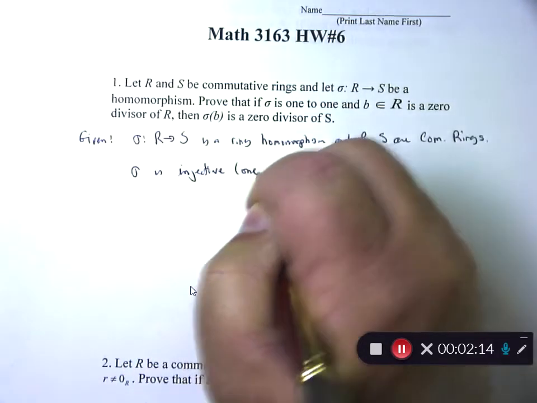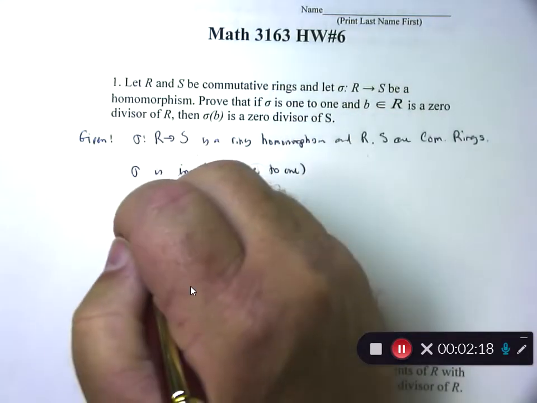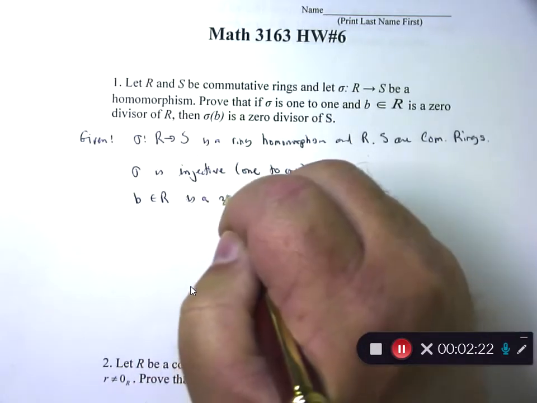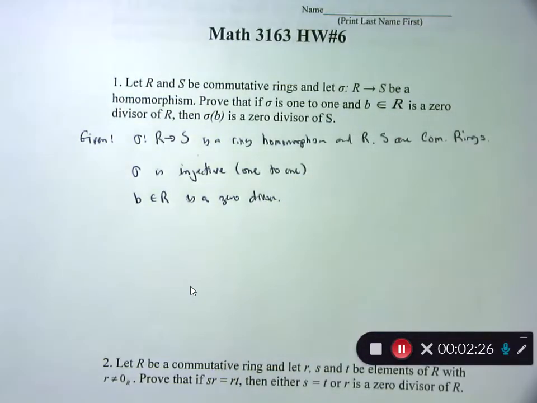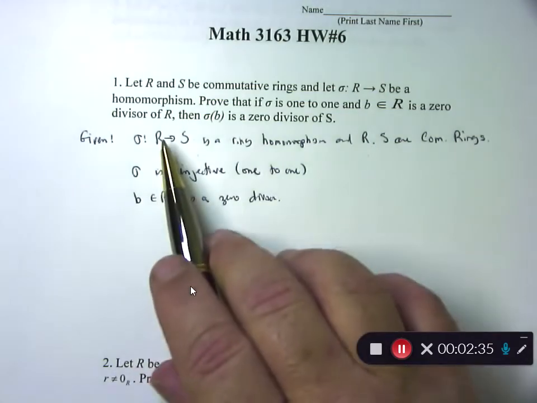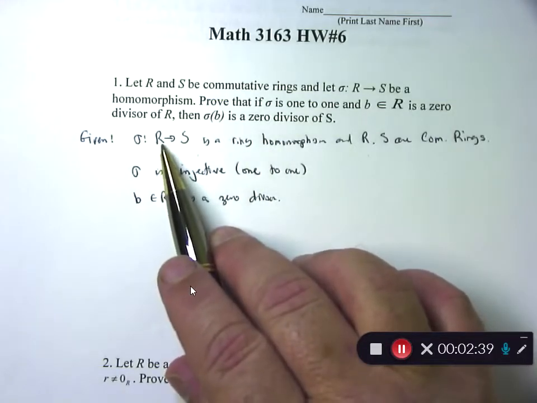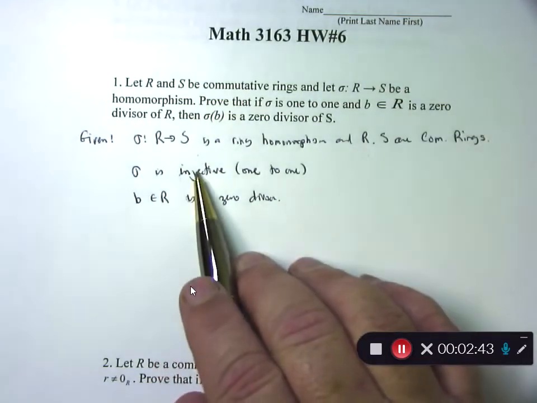Injective is the word you really should use, rather than 1 to 1, just to help you guys out. And I'm also given that B, an element of R, is a zero divisor. So let's talk about each one of these. I've got my classic ring homomorphism, so I have the definition of homomorphism. I also have theorem 3.10 to help me out with this. I've got sigma being injective, 1 to 1.